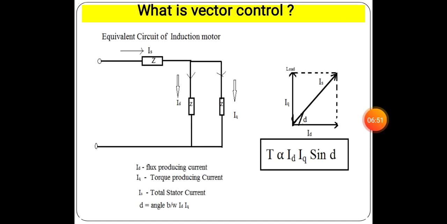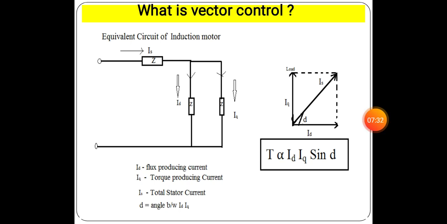According to what was previously said, we have drawn here the equivalent circuit of the induction motor. In this equivalent circuit, you can see that one current is flowing, IS, that is the stator current. In this circuit diagram, this stator current is divided into two parts: one is the direct axis current and the second one is the quadrature axis current.